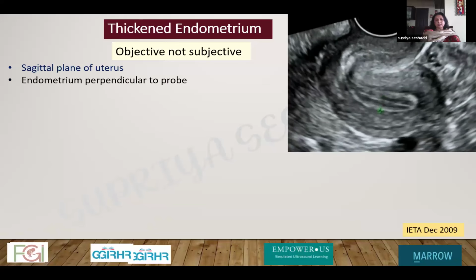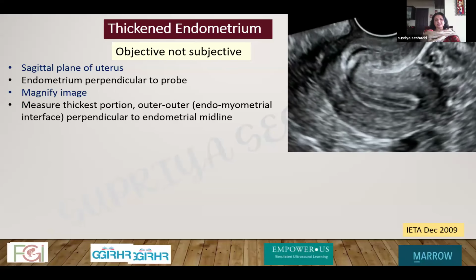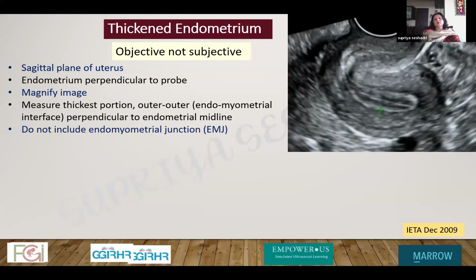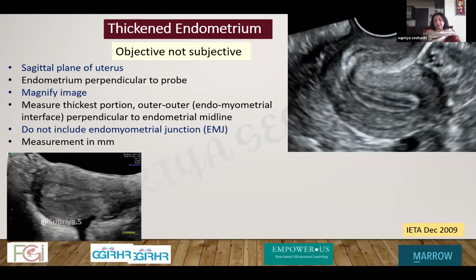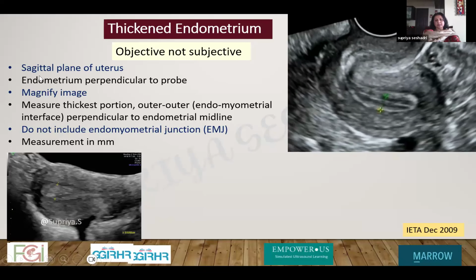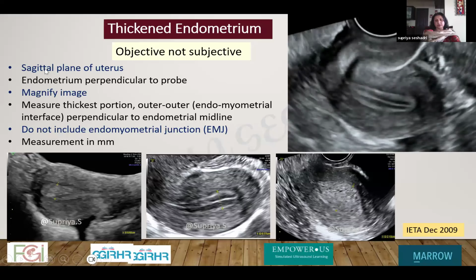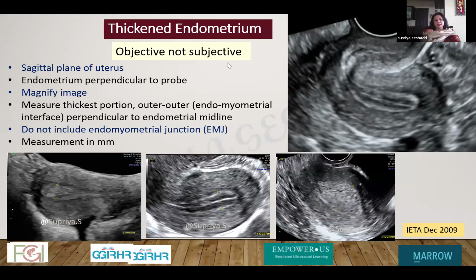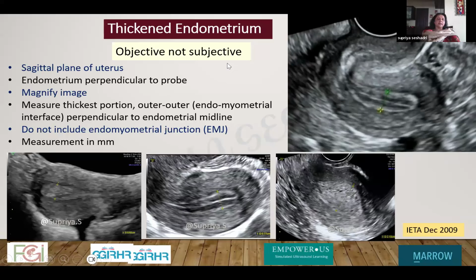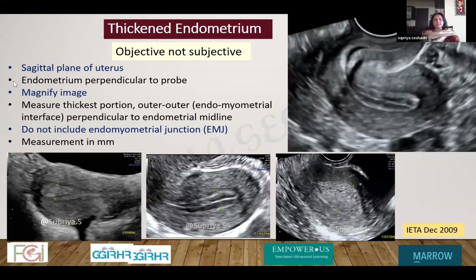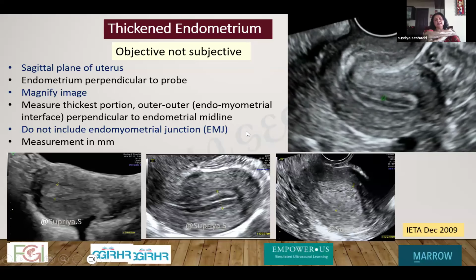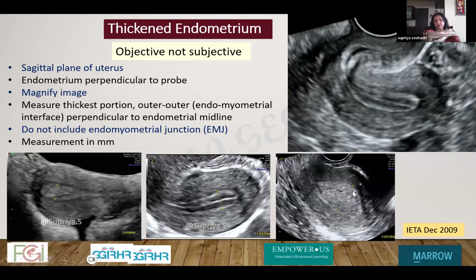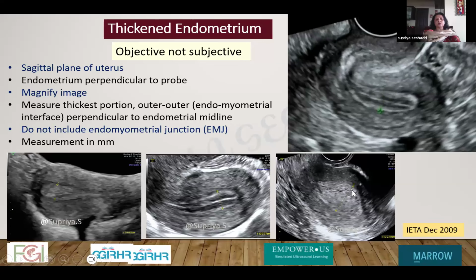So again, to repeat: sagittal plane of the uterus, endometrium perpendicular to the probe, magnify the image, measure the thickest portion, do not include the EMJ or the endomyometrial junction, and record the measurement in millimeters. One can do this even on an abdominal scan of the endometrium. And these are the two images, because ever so often we hear this criterion saying measure 1 to 1.5 centimeters below the top end of the endometrium. Not really, because one needs to measure it at the widest part. And as you can see in this image, the widest part is almost the mid portion of the endometrium.